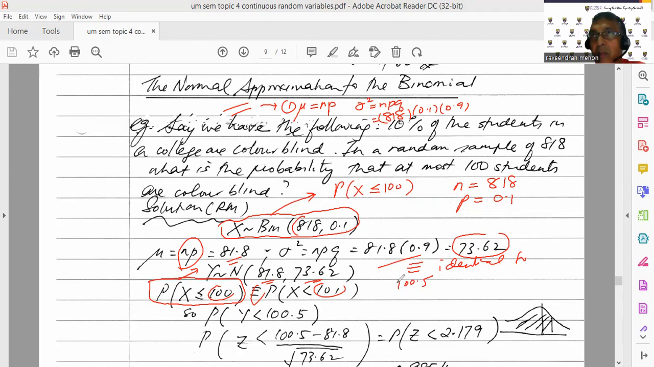I'll tell you about this in a minute, but just follow along. I rewrote the question as X less than 101, so the midpoint is 100.5. Because I'm using the normal approximation, I'll work out the probability that Y is less than 100.5. That's the midpoint of 100 and 101, that is, 100 plus 101 divided by 2. So this is what you'll work out.